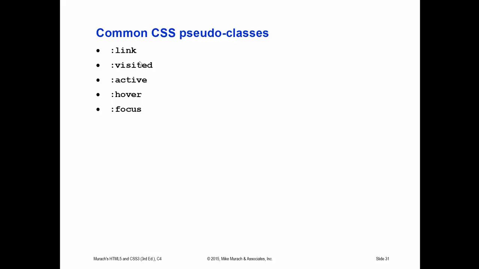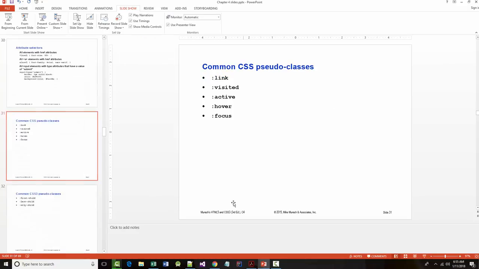Active means you push down on the link, but you have not yet released it. By default, that's usually red and underlined. Hover is where your mouse is hovering over it, but you haven't clicked it yet. And focus, which you can use with an element like a link or a form control that currently has the focus. If you decide to use all of these, you put them in this order: link, visited, active, hover, and focus. I'm not going to worry about the focus, but let's look at these other ones here.